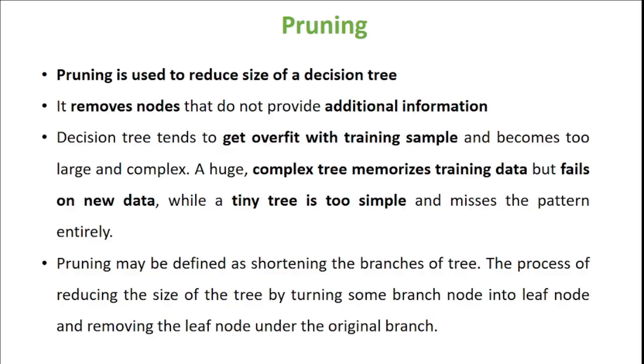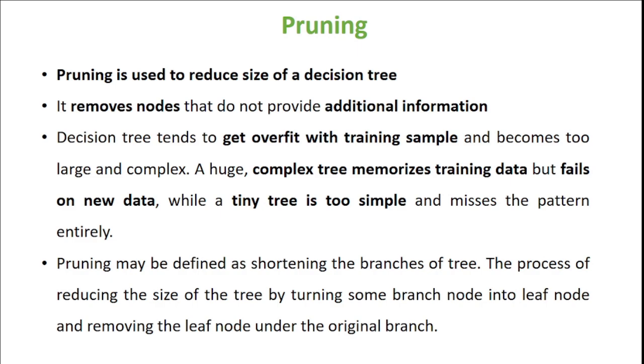Pruning is used to reduce the size of a decision tree, and if a particular node doesn't provide any additional information, that node should be removed, right? A decision tree tends to get overfit on the training sample. The model becomes too large and complex, and a huge complex tree memorizes the training data, but it fails for any new test data. In other words, it is called overfitting.